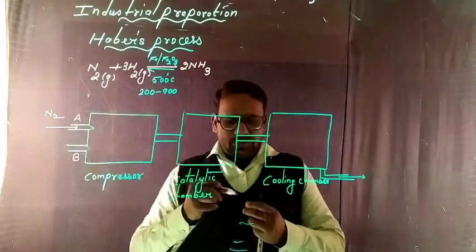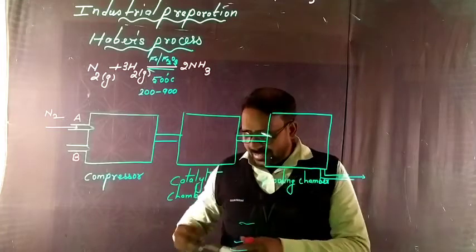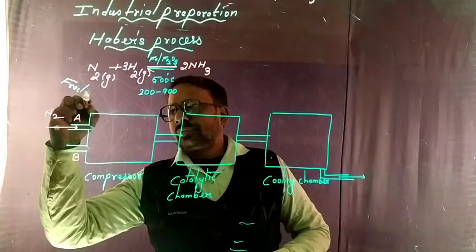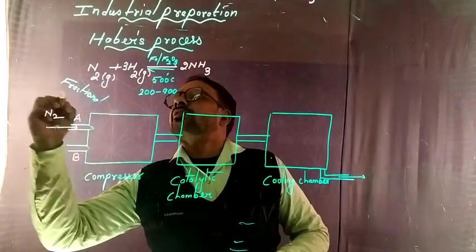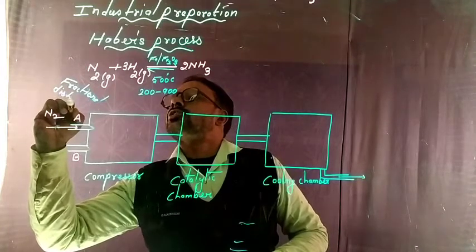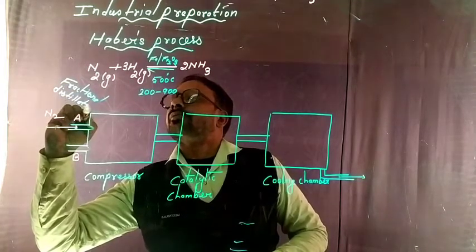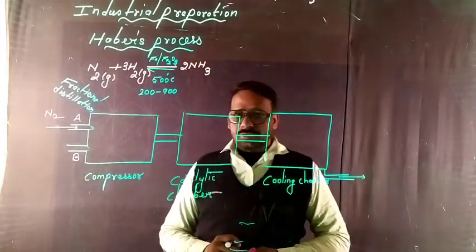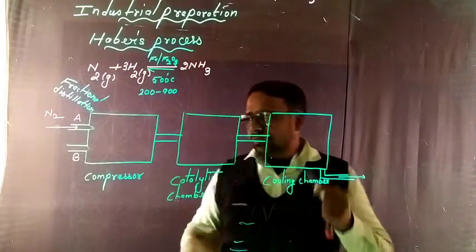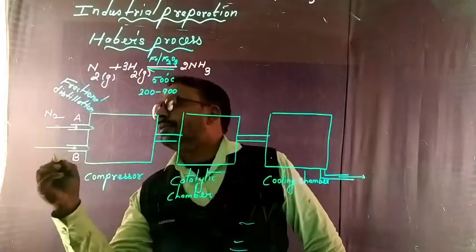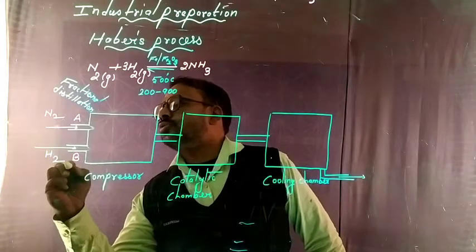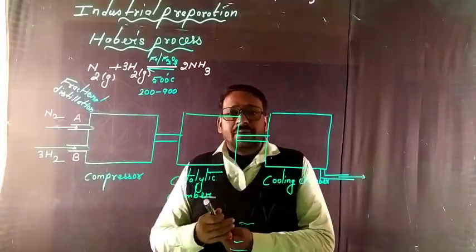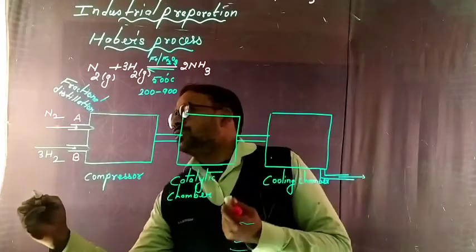So we'll take the nitrogen, and you know the pure nitrogen we can get by fractional distillation. And from the second inlet, we will take H2 gas, three parts of H2 gas, and we know that H2 gas can be prepared by the Bosch process.